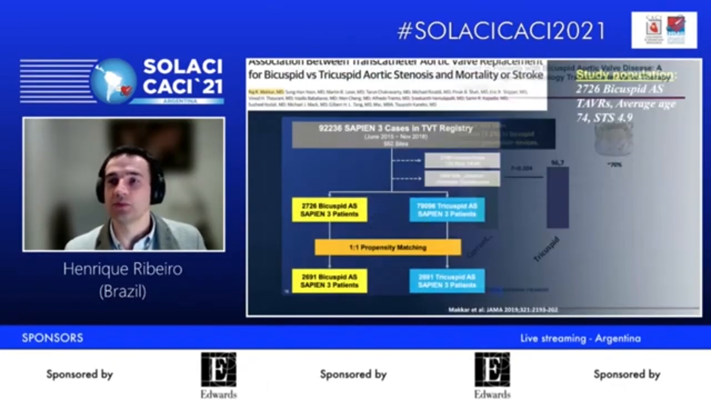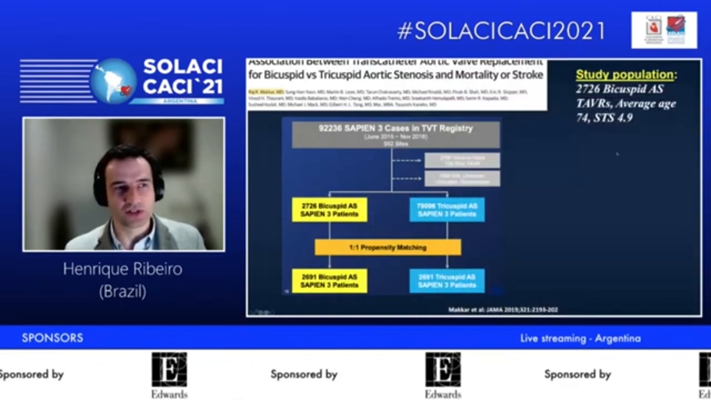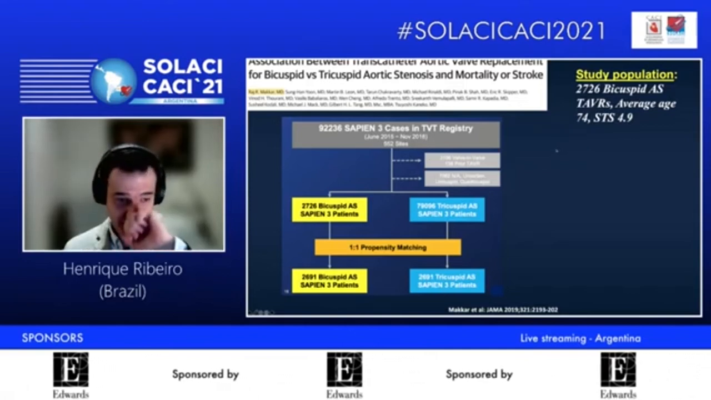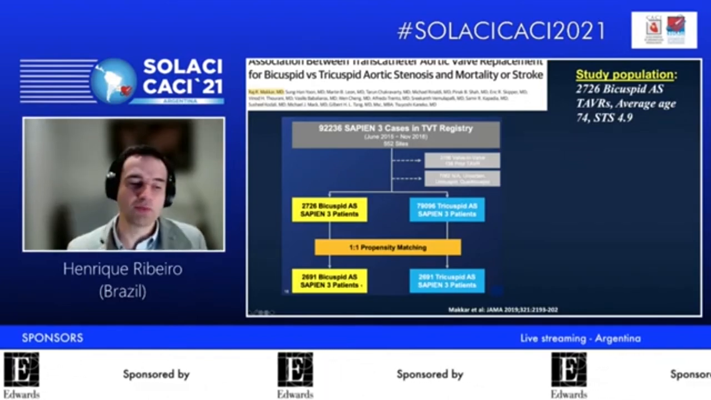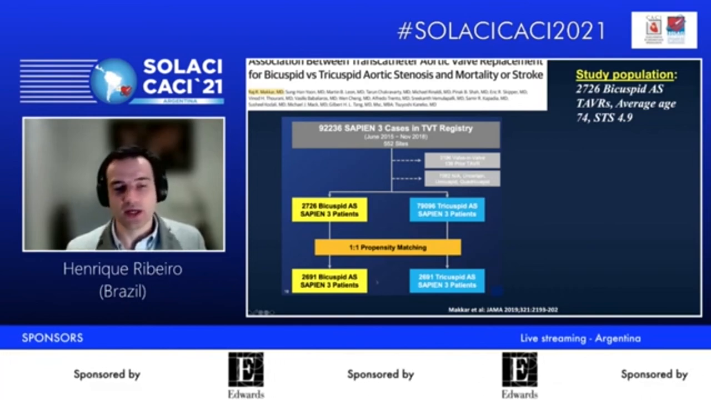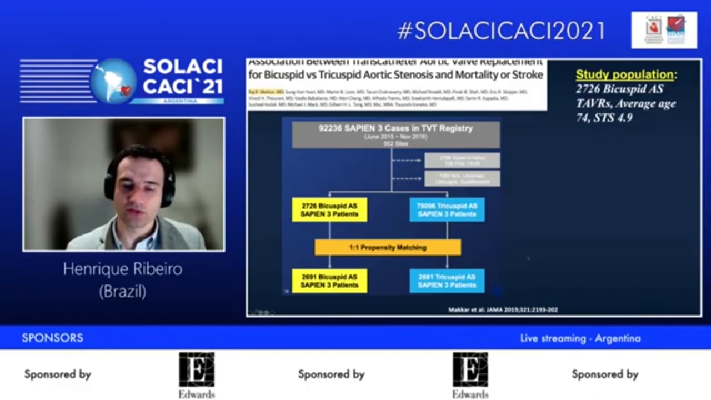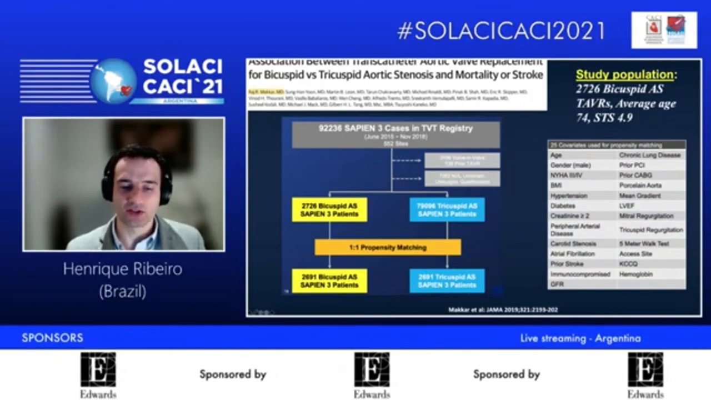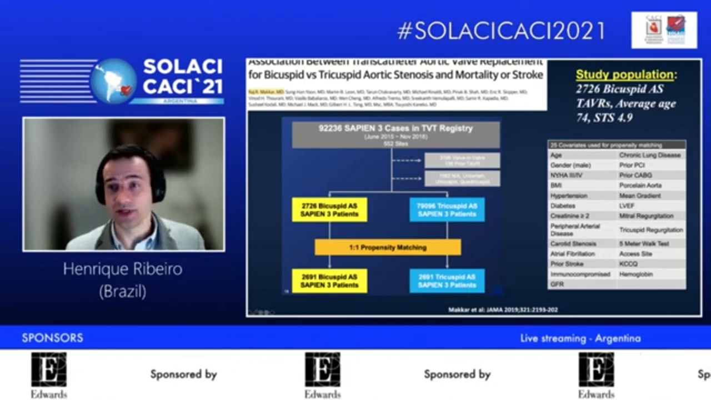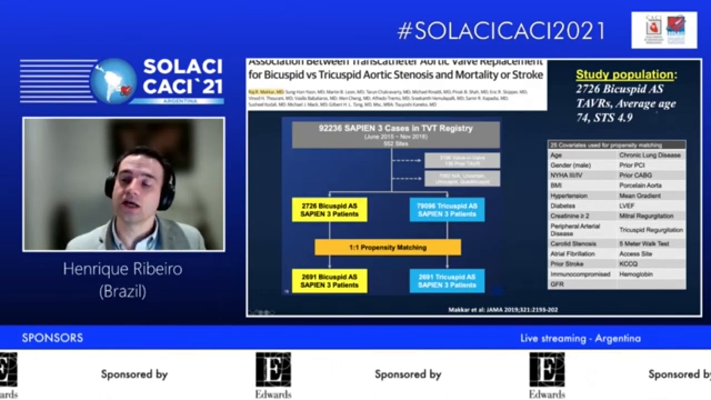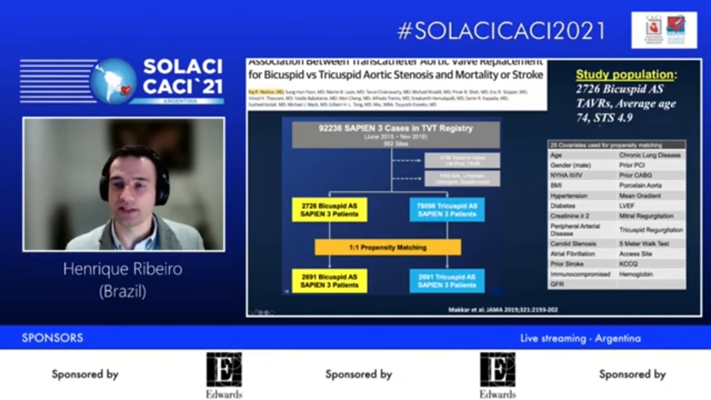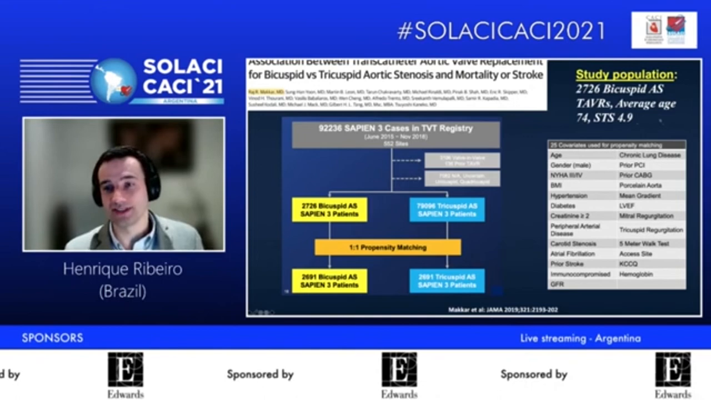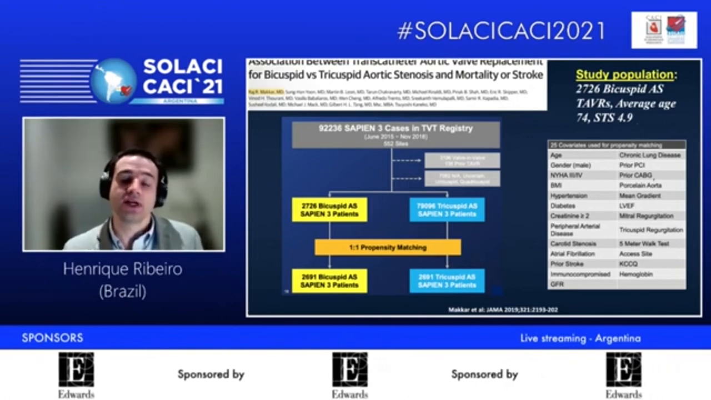Also, with respect to the Sapien 3, the balloon expandable valve, actually 2 years ago, Raj Makar published in JAMA, with many other colleagues, this very important registry with more than 2,600 bicuspid patients treated with the Sapien 3. These patients were compared, using propensity score matching with more than 25 covariates, with tricuspid patients using the same valve, the Sapien 3. It's important to highlight that in this paper the mean age was 74 and the mean STS was 4.9, suggesting more intermediate risk patients.